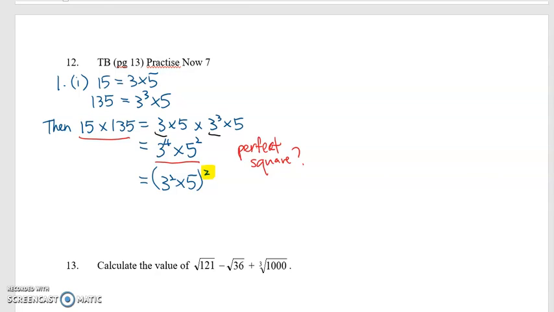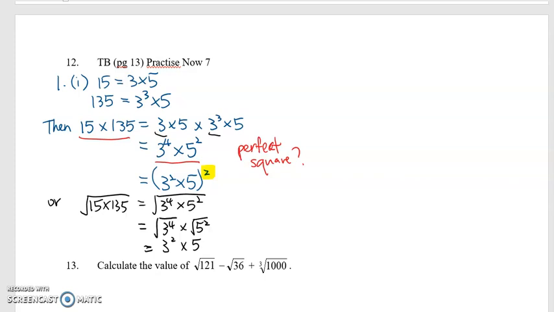Or, I'm going to write in a different color. Or if I want to take the square root of 15 times 135, it will be the square root of 3 to the power 4 times 5 square. Then you take the square root of this, square root of this, and then it's 3 squared times 5.